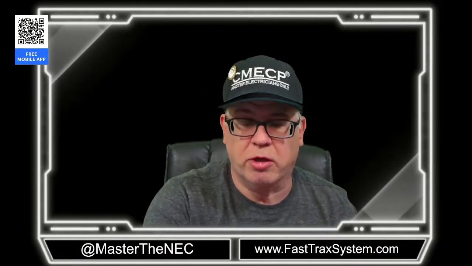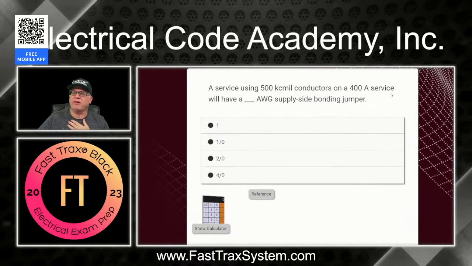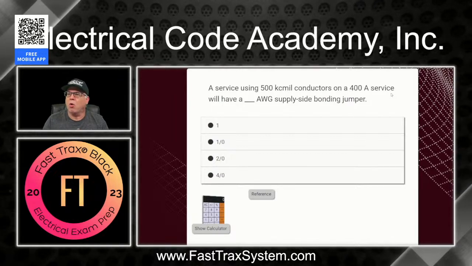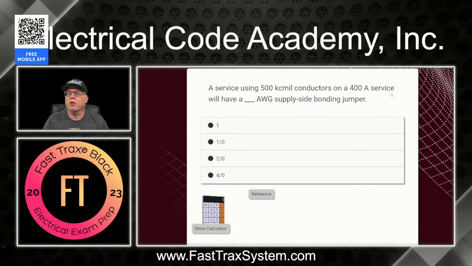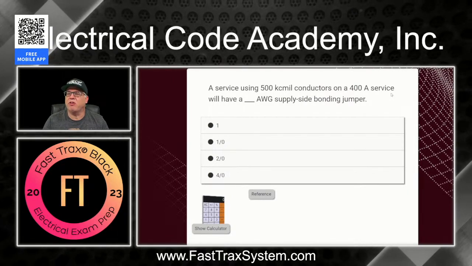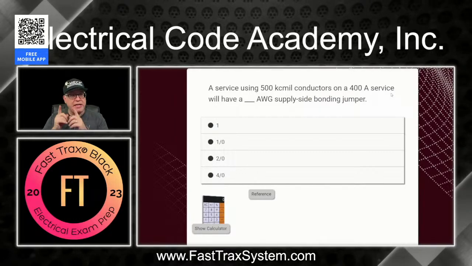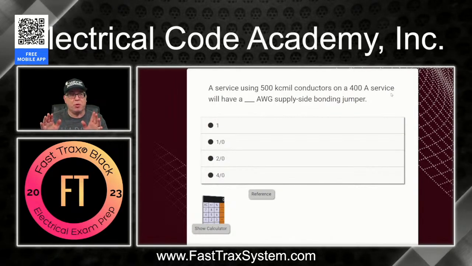Another question, let's go. All right, so this question here says a service has 500 kcmil conductors on a 400 amp service and will have a blank AWG supply side bonding jumper.